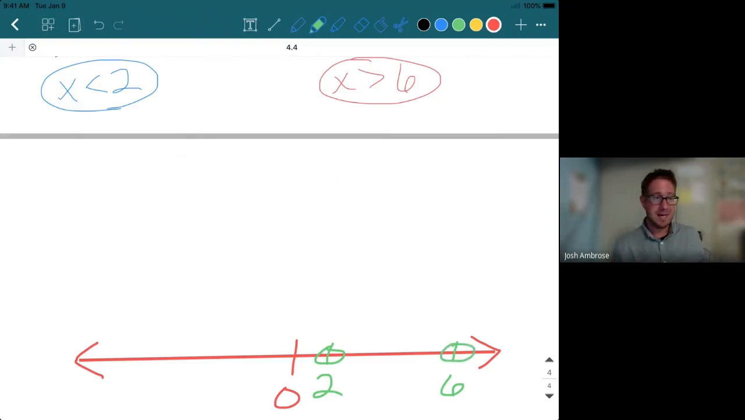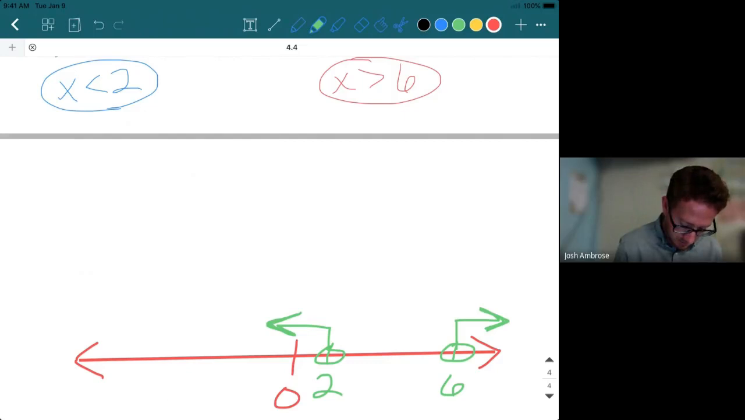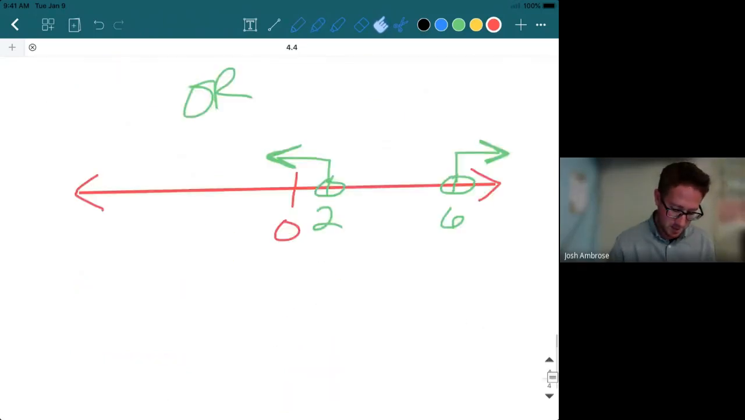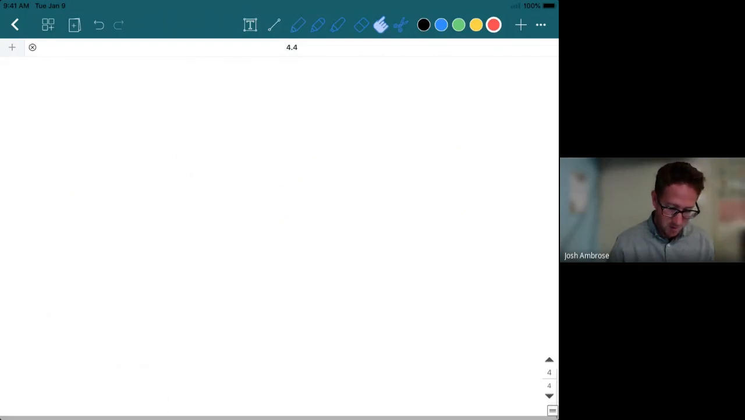All right. X is less than 2. X is greater than 6. You'll notice opposite directions. They're never going to cross, never going to overlap, but that's okay because it's the word "or," meaning you must just show both of them together, same number line. All right, again, this was the word "or." All right. Good.